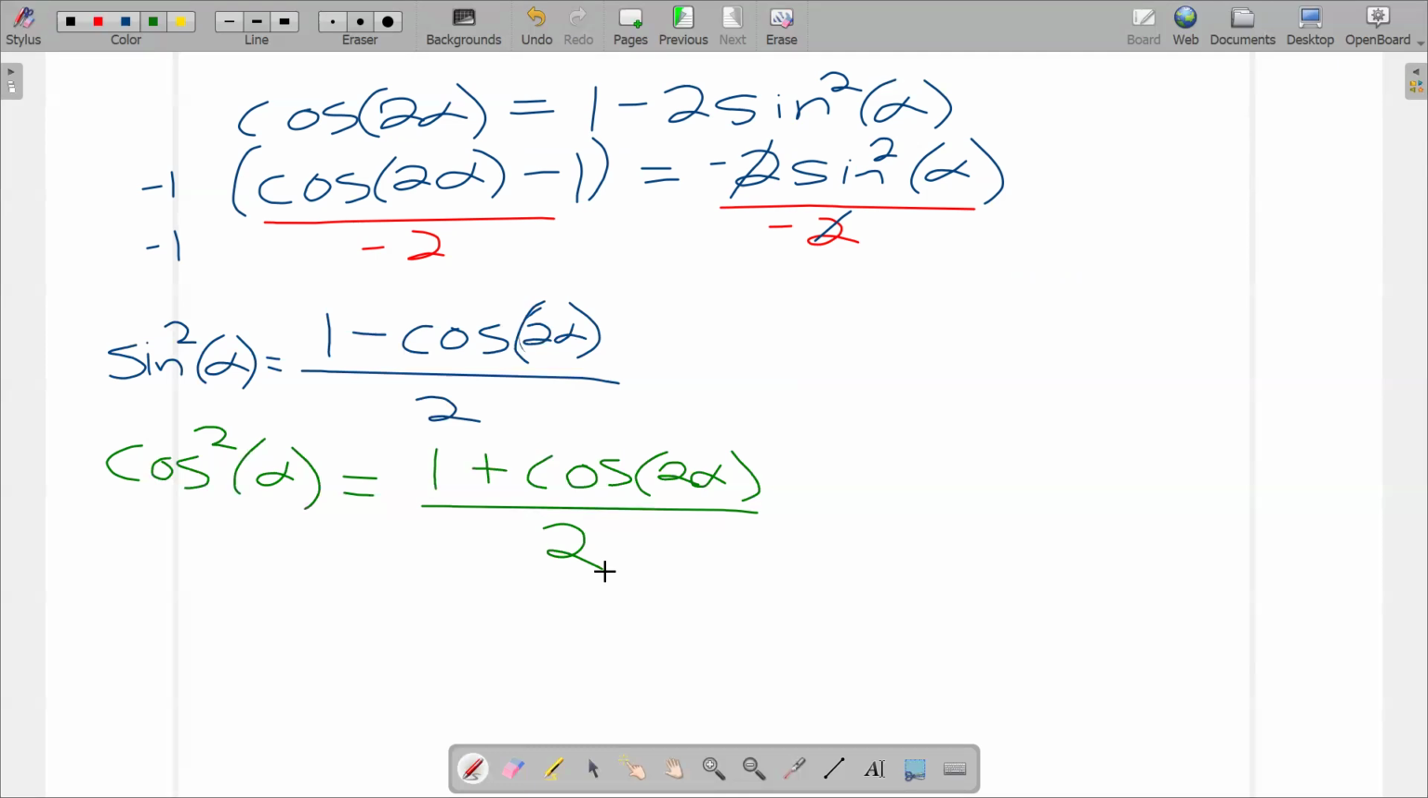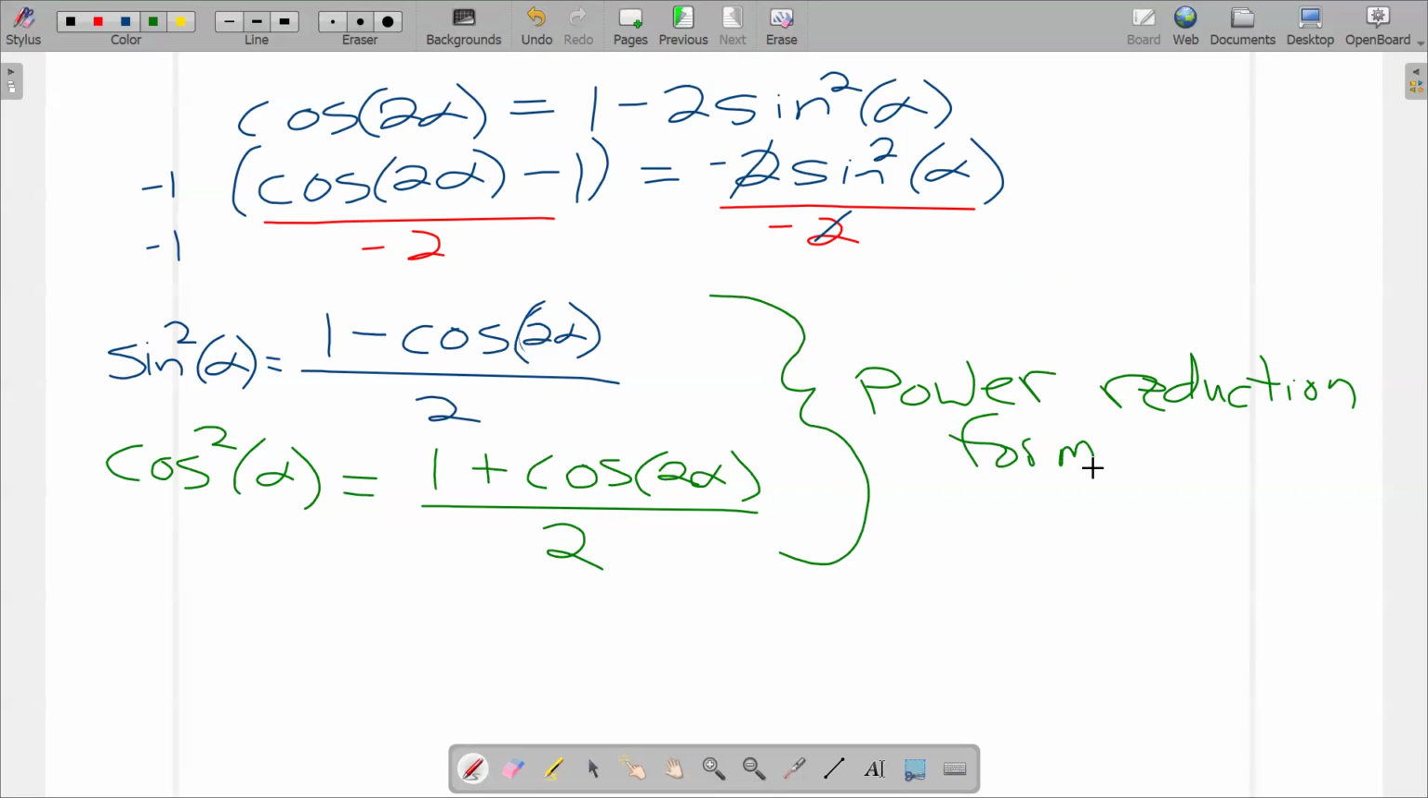Written this way, again, this is just a tweaked version of the double angle formula, but these are known as power reduction formulas. They allow us, if we have powers of sine and cosine, to reduce the power down.